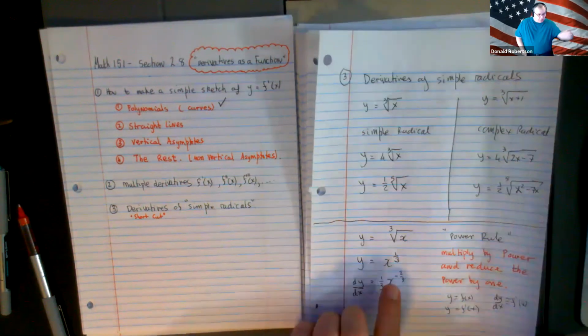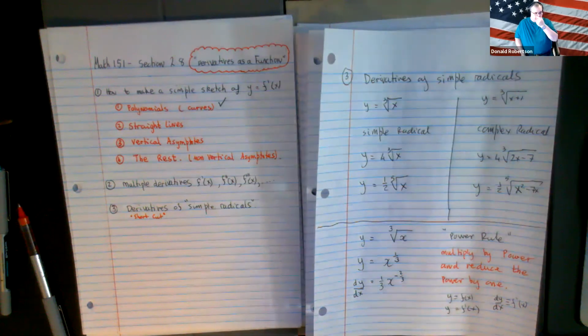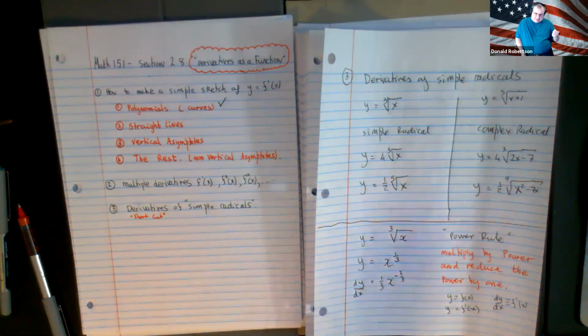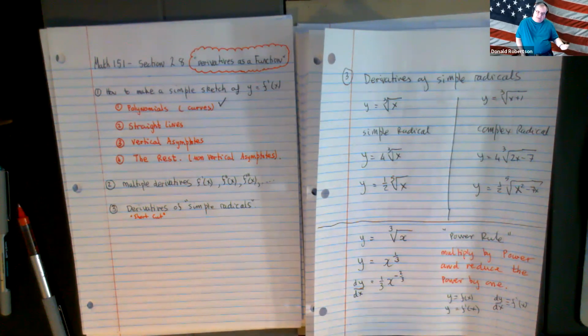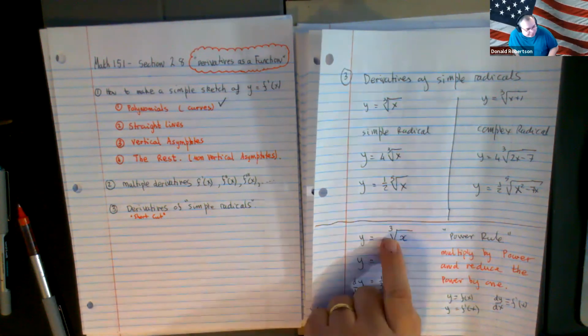Now, that's the answer, right? You multiply by the power and you reduce it by 1. But we have style point rules. What do I mean by style point rules? You want to make it look pretty. And pretty involves things like factor the heck out of it, collect like terms, and lastly, make it look like the original. Now, do you see how the original is a cube root?